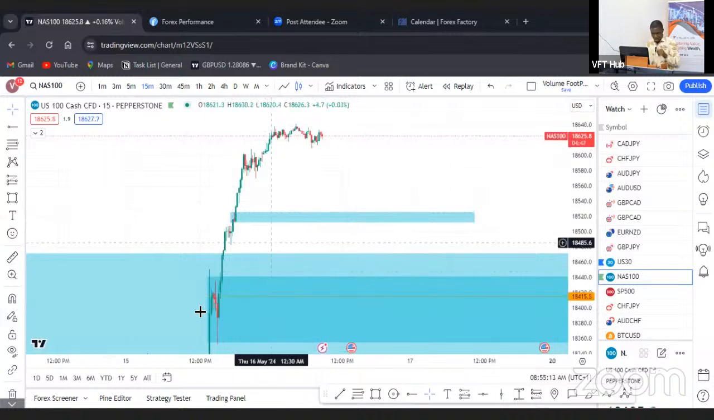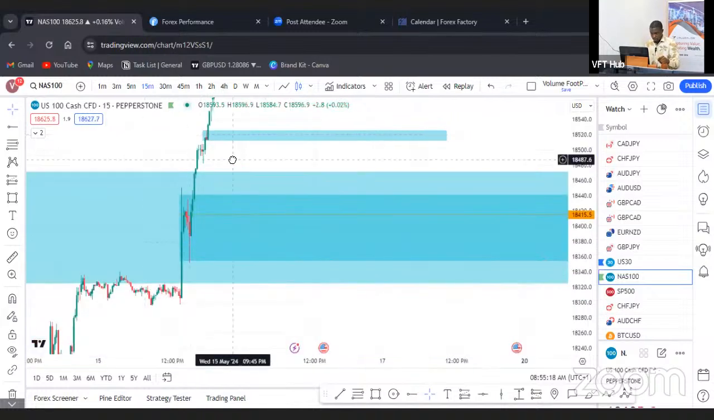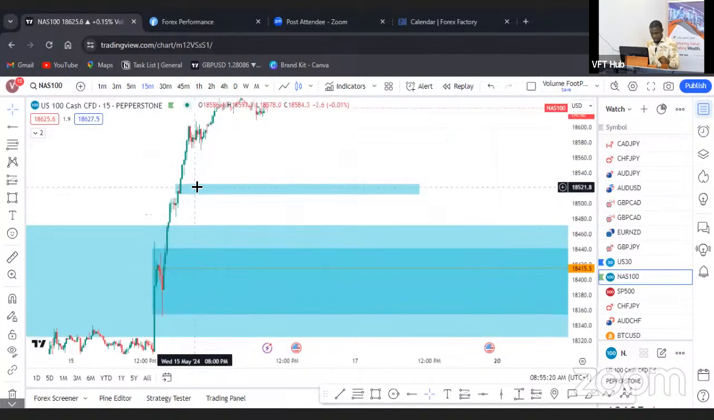I'm very optimistic about this second point of interest. Should in case price violates this, this should hold. So probably I'll be splitting the risk into two, taking the first one around this level and the second one around this 18415.5 region. That should give me a very good area to buy from.